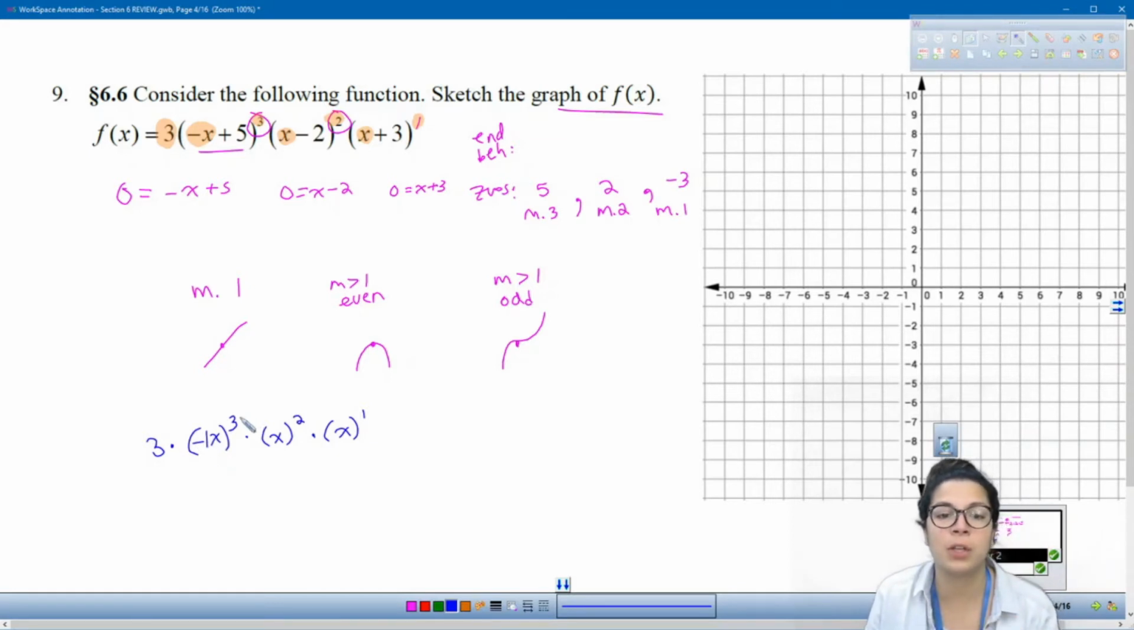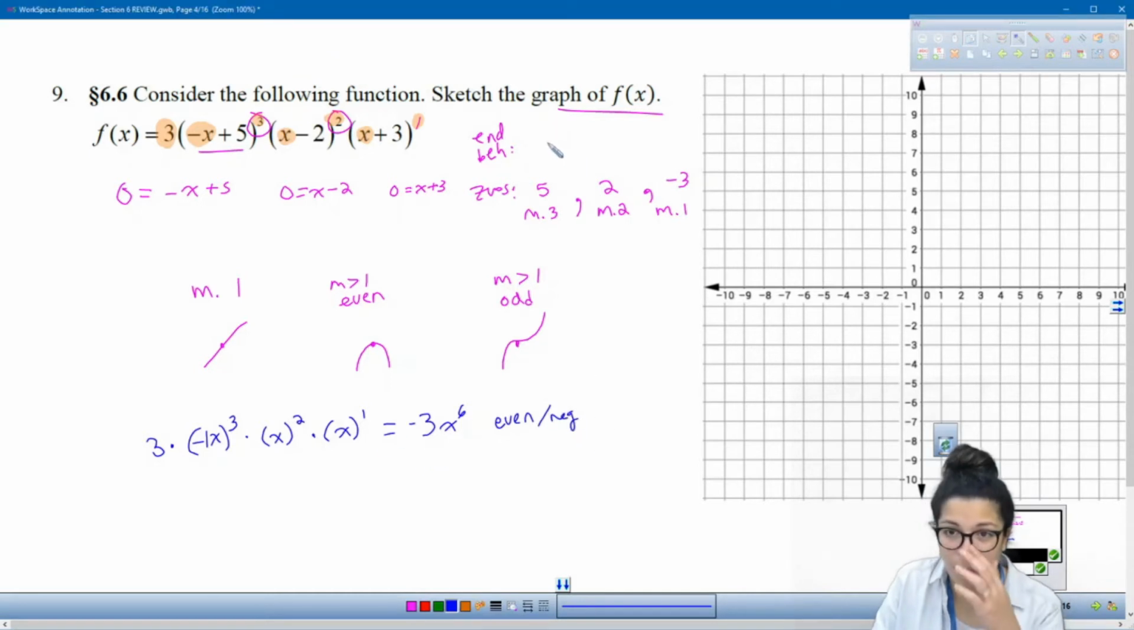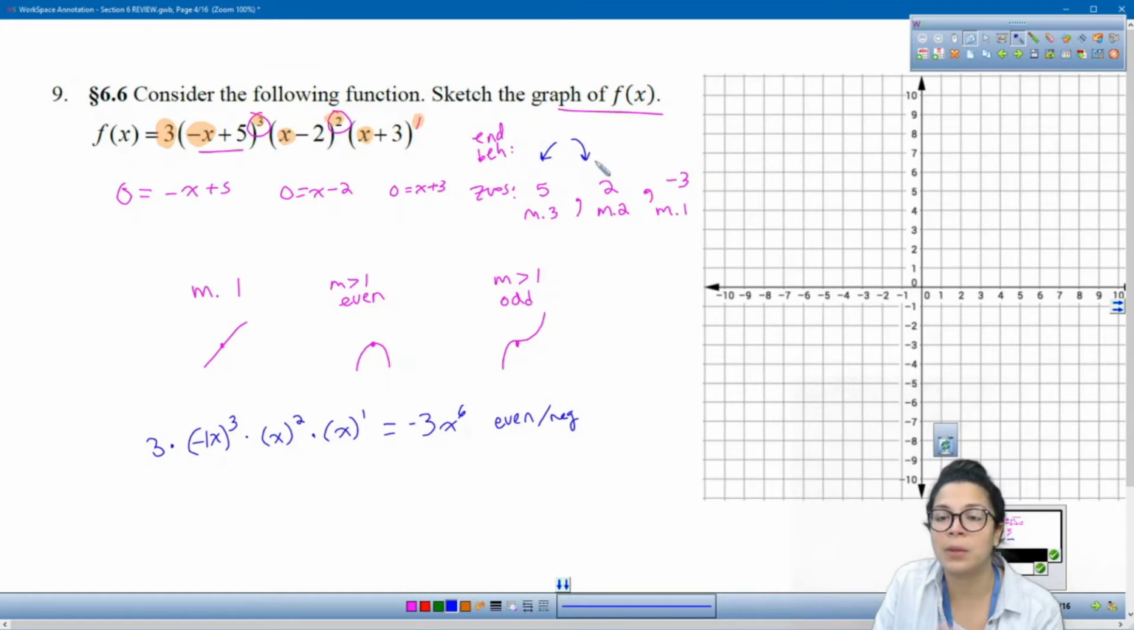Now -1, excuse me, cubed is -1. -1 times 3 would be -3. And then x cubed times x squared times x to the power 1 is x to the power 6. So this is -3 x to the power 6. So the power tells us it is even, and the coefficient tells us it is negative. Even and negative has end behavior where both ends are facing down. Excuse me, I was drawing those up. Even and negative. So both ends are even, facing the same direction. Negative means they're both facing down.